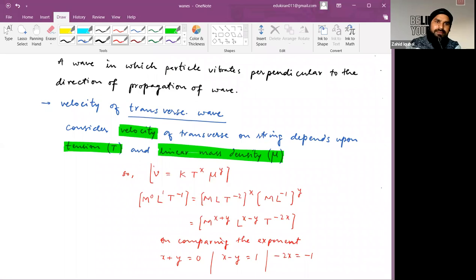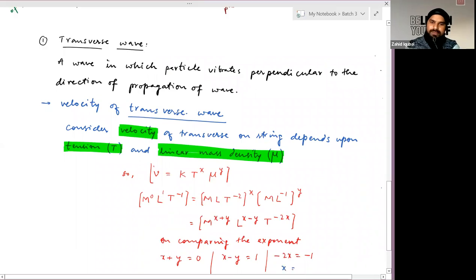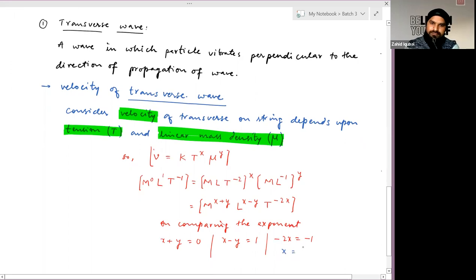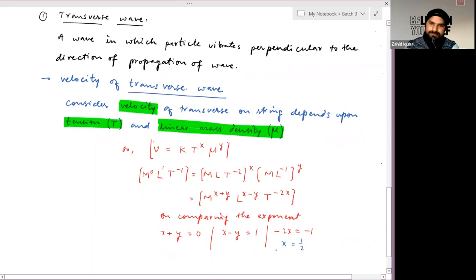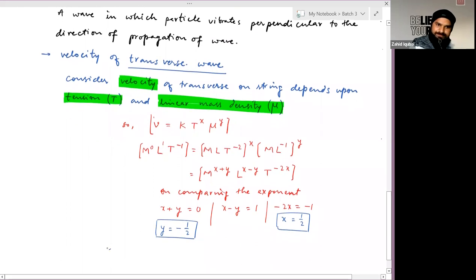So on solving this, we can say x will be just 1 by 2. If you put this in the first part, you will get y is minus x, that is minus 1 by 2. And the value of the proportionality constant is 1. So on putting all these values, v equals 1, T raised to x, which is 1 by 2, mu raised to y, that is minus 1 by 2.